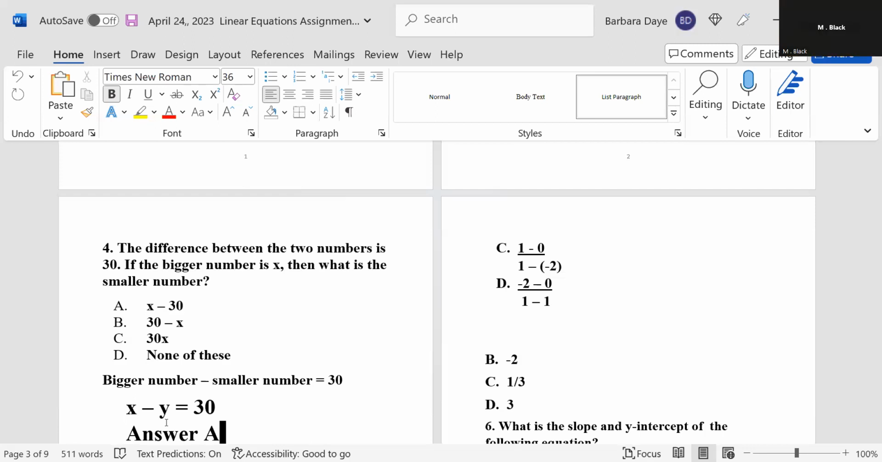I put x upon 2. You put x like a fraction, x upon 2? And then I have 30. Where did you get a 2 from? Because it says two numbers. Yes, but it says the difference between two numbers is 30. Difference means a subtraction, Mercedes.